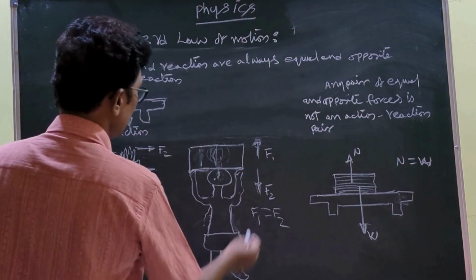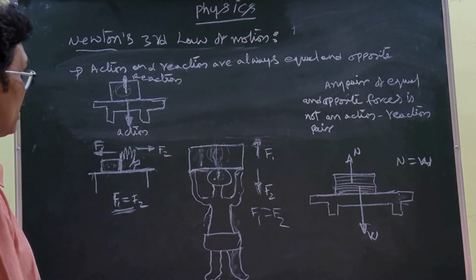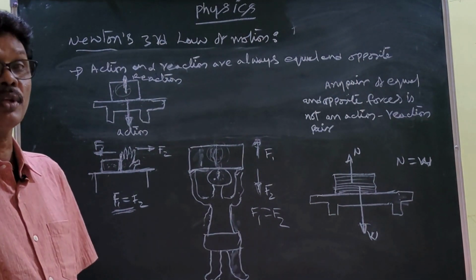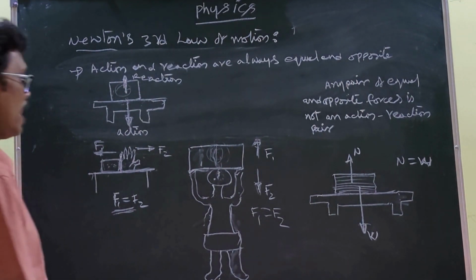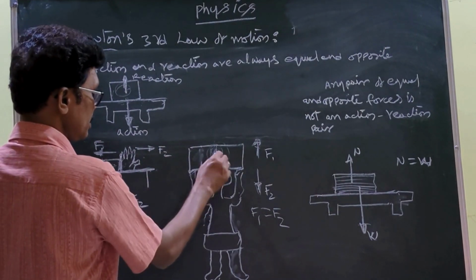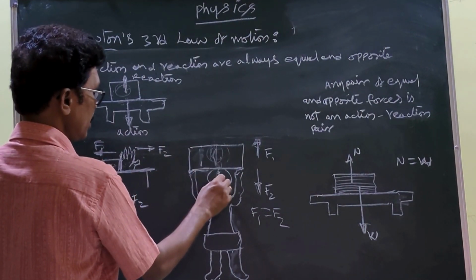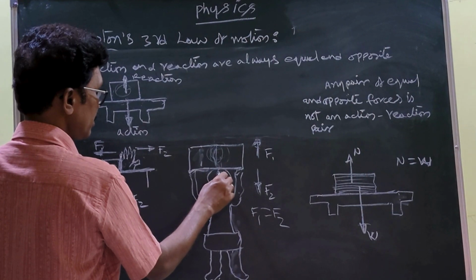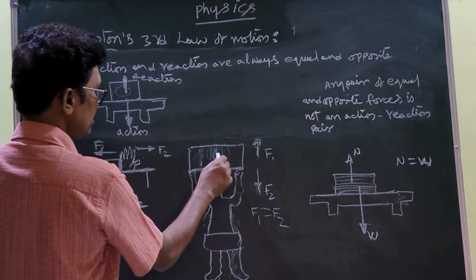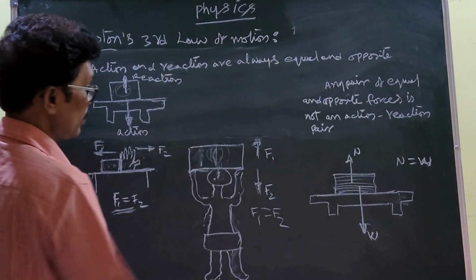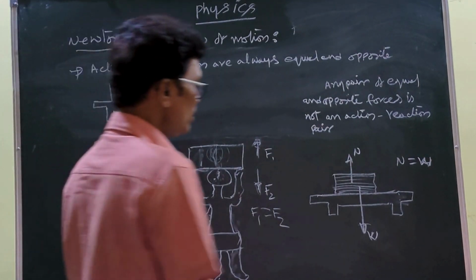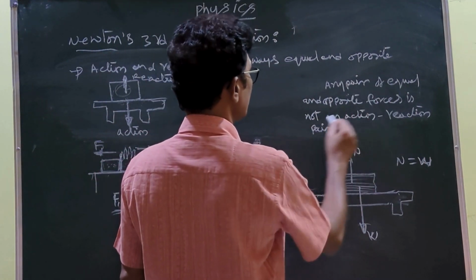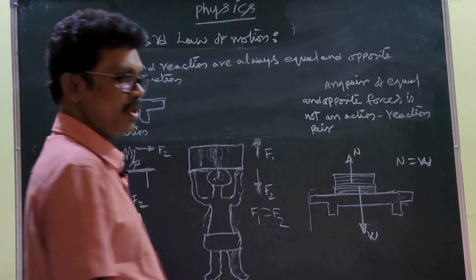So what we can understand here is that action and reaction are two opposite forces that act on two different bodies. The block exerts force on the head, this is the action, and the reaction is exerted by the head on the block. They are opposite and equal, that is the meaning. Coming to this case, any pair of equal and opposite forces is not an action-reaction pair. Please understand that.